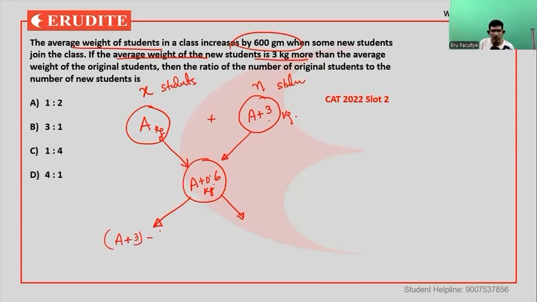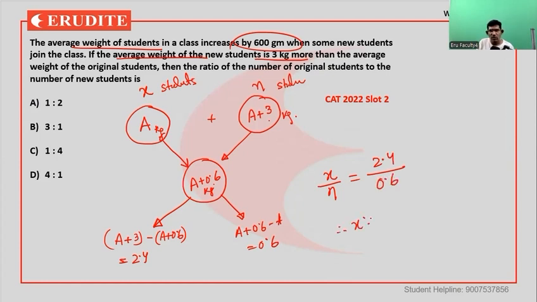A plus 3 minus (A plus 0.6), which is 2.4. And this is A plus 0.6 minus A, which is 0.6. Therefore, by the rule of alligation, the ratio of the students will be equal to the ratio of the differences, 2.4 upon 0.6. So the ratio of the students will be simply 4:1, which is option D. So you can see that this question looks complex, but can be done very efficiently with basic alligation.